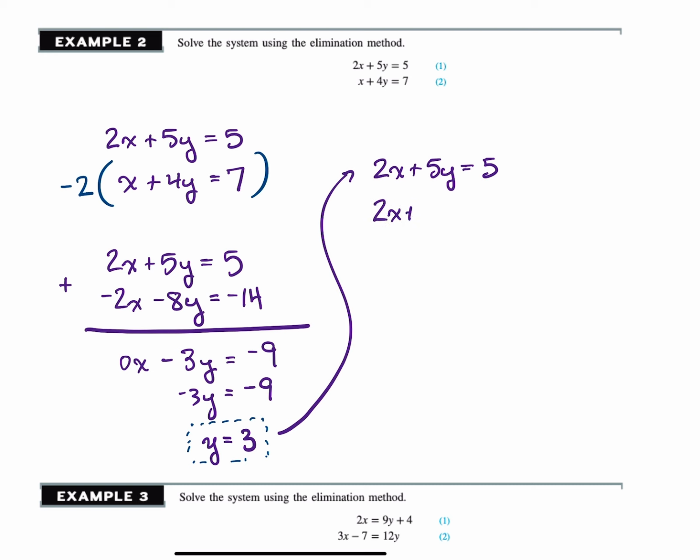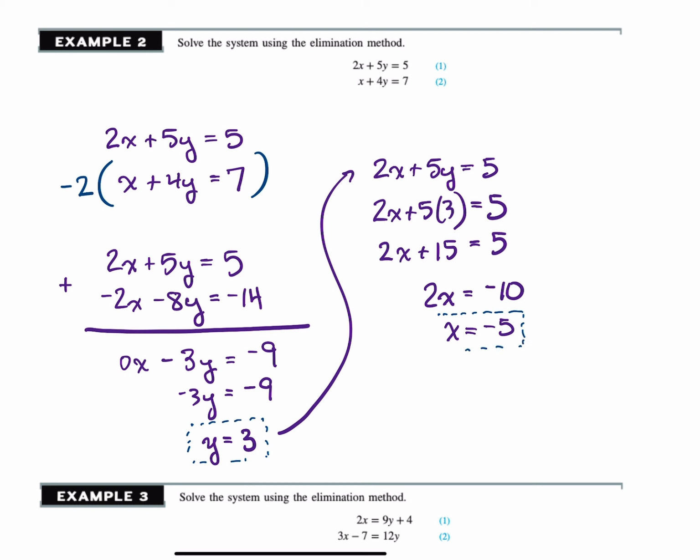So I've got 2x plus 5 times 3 equals 5. 5 times 3 is 15. So let's subtract the 15 over. So 2x will equal negative 10, which is 5 minus 15. And then let's divide both sides by 2. So negative 10 divided by 2 is negative 5. So that will be our second part. So our solution: our x value is negative 5, and our y value is positive 3.